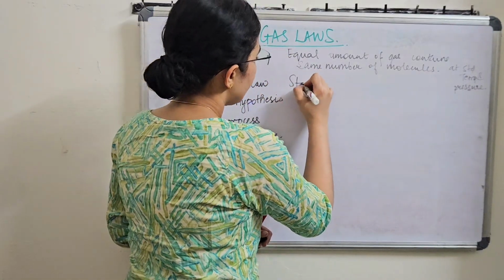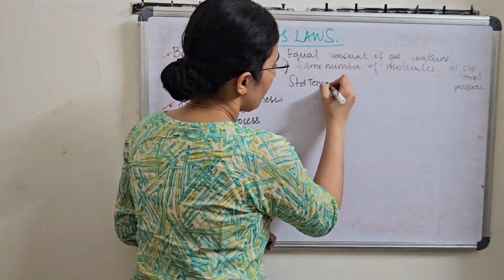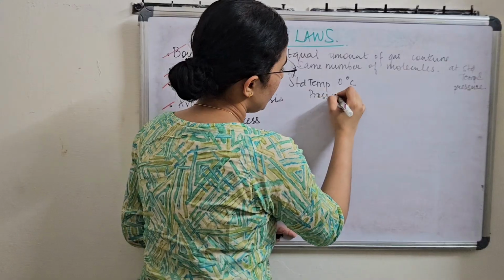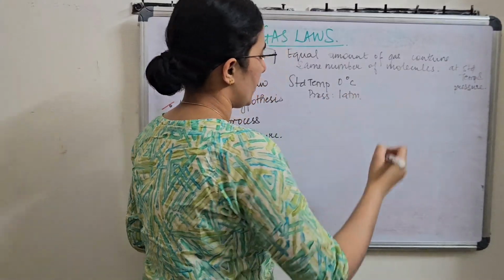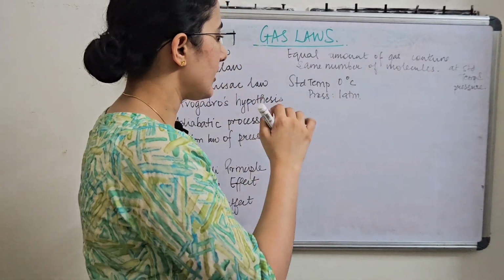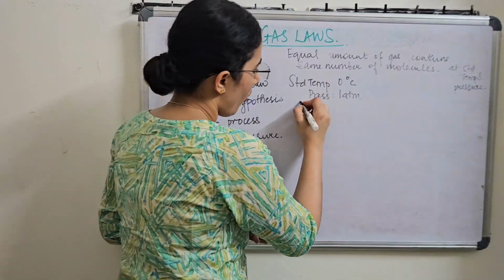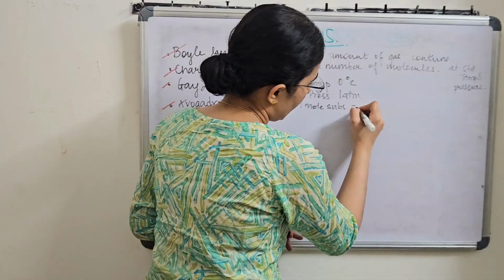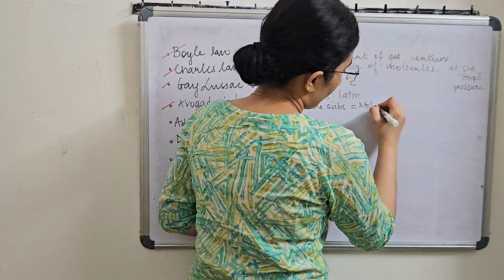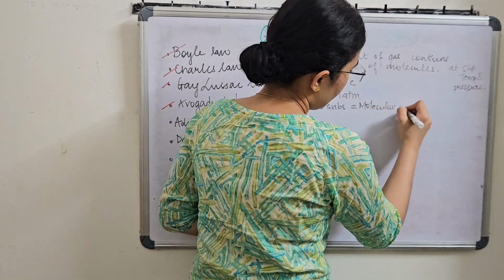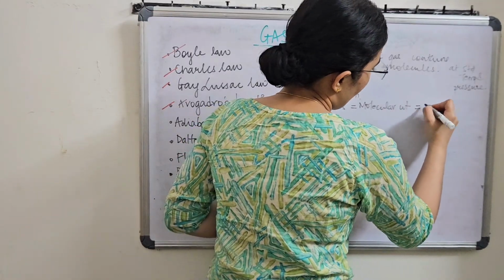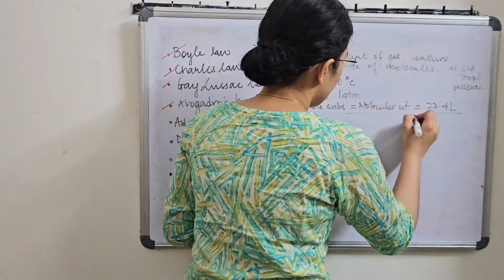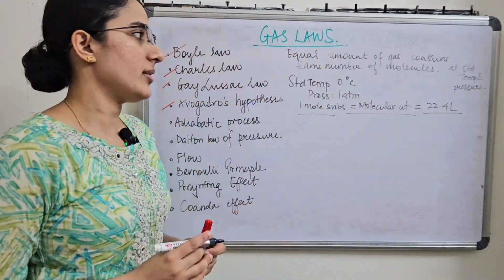So what is standard temperature? Standard temperature is 0 degrees Celsius and standard pressure is 1 atmospheric pressure. At standard temperature and pressure, 1 mole of a substance, which is equal to its molecular weight, occupies 22.4 liters. So this is Avogadro's hypothesis.